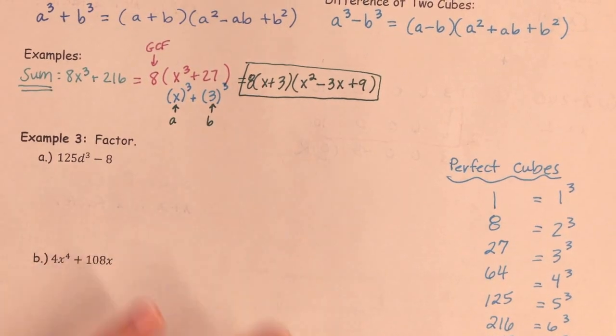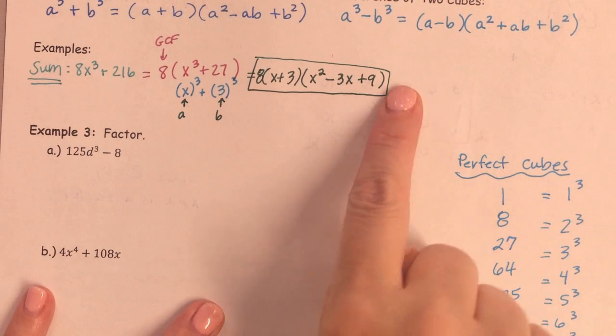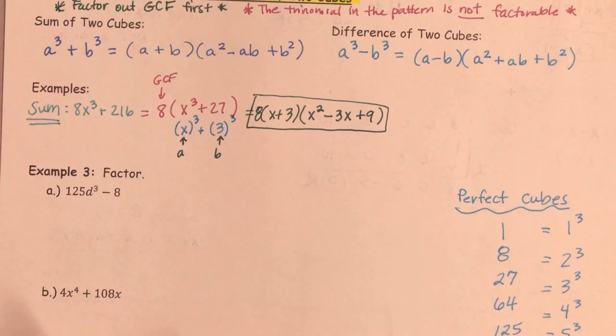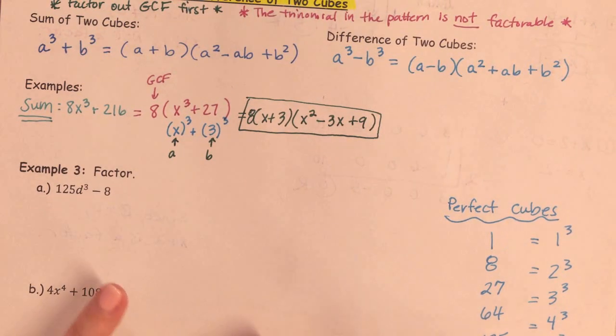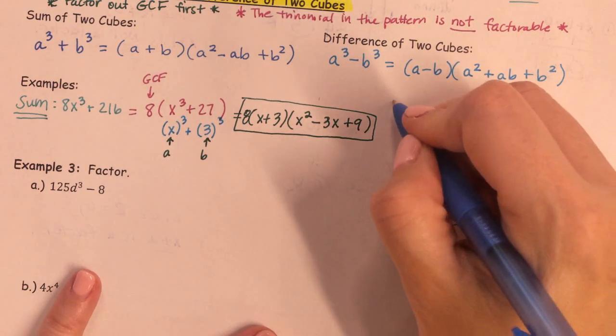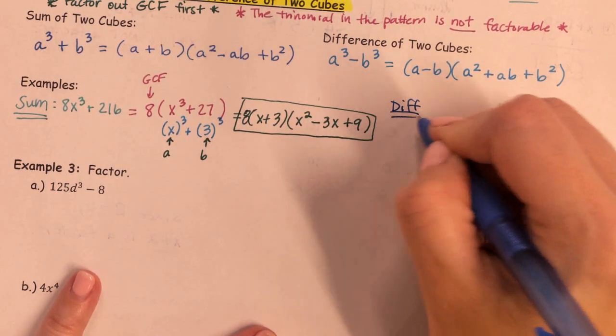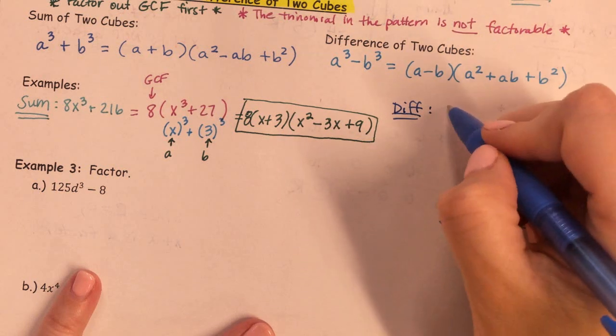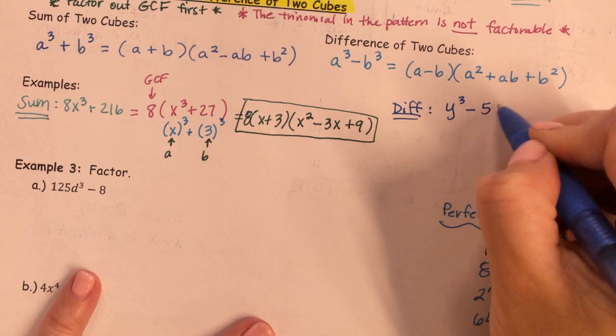All right, let's try the difference. The difference we're going to put right here. Okay, so, yep, this is your answer. Yep. Okay, now we're going to do the difference of the two cubes. And we have y cubed minus 512.